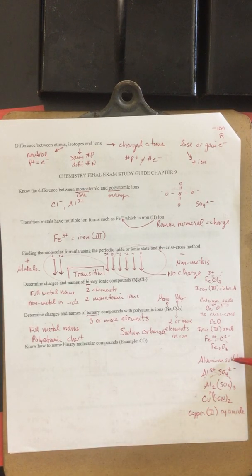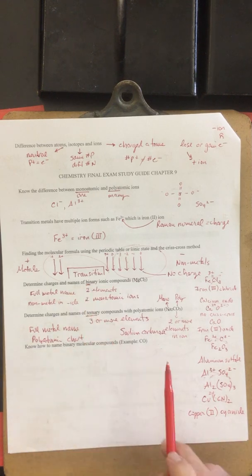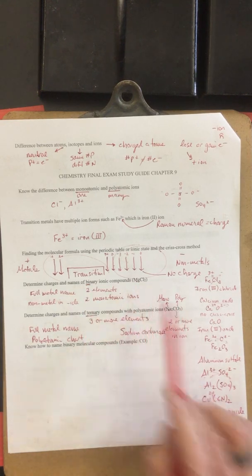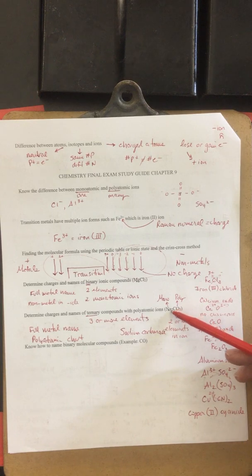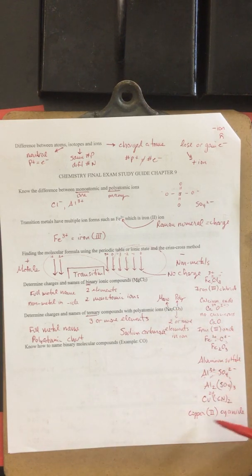So we went from the name to the formula, and from the formula to the name. One of them was a regular metal, group 1, 2, and 3. One of them was a transition metal. If it's a transition metal, you need to make sure that you have a Roman numeral. So your ionic compounds can be binary, such as magnesium chloride, or they can be ternary, like sodium carbonate, aluminum sulfate, or these that we just did over here.